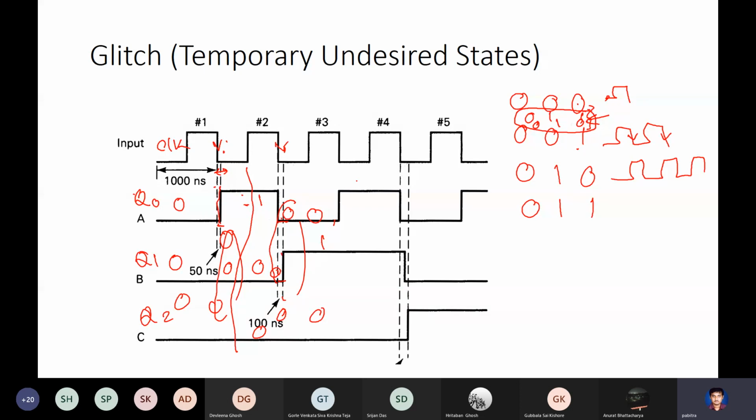They are undesired states. These glitches will always happen in a ripple counter. We'll see how you can use synchronous counters to remove these glitches. That we'll do in the next class. Thank you.